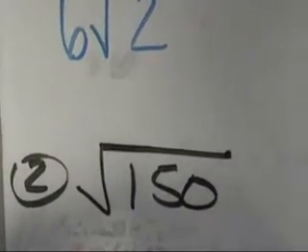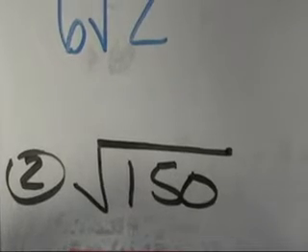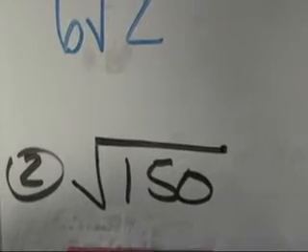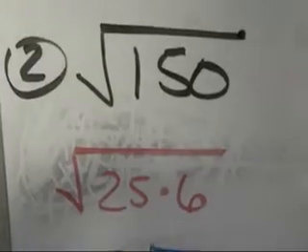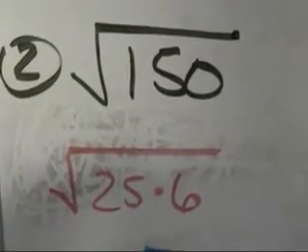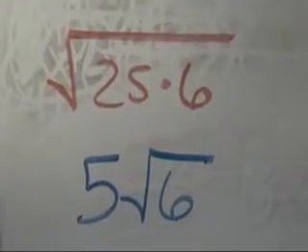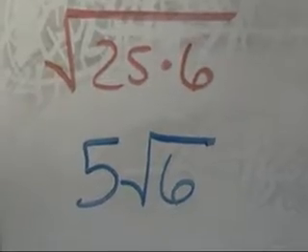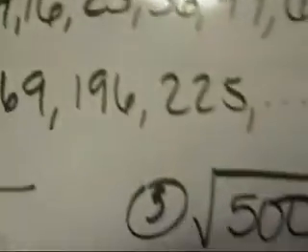The square root of 150. 150 is not a perfect square, but it will divide by 25 6 times. The square root of 25 is 5, so the square root of 150 is really 5 radical 6. Let's look at another one.